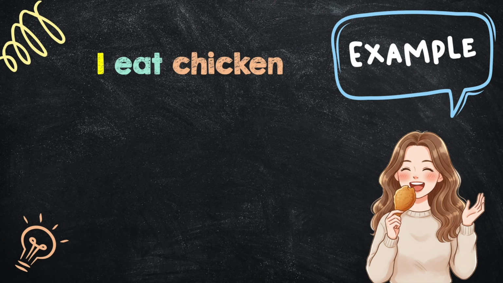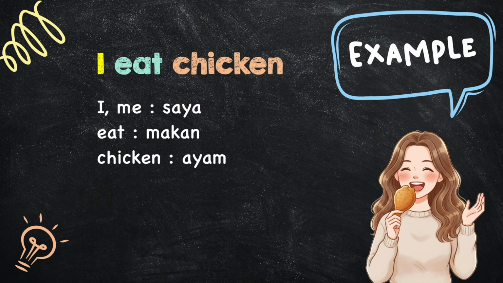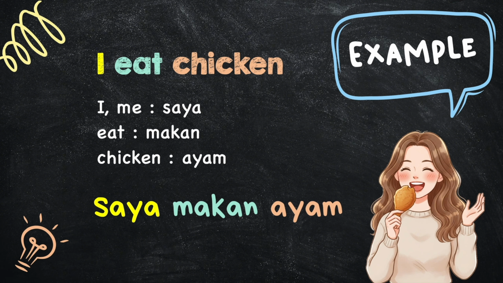I eat chicken. Saya, eat is makan, chicken is ayam. So the sentence becomes saya makan ayam.